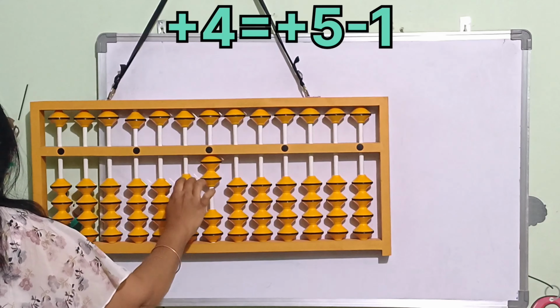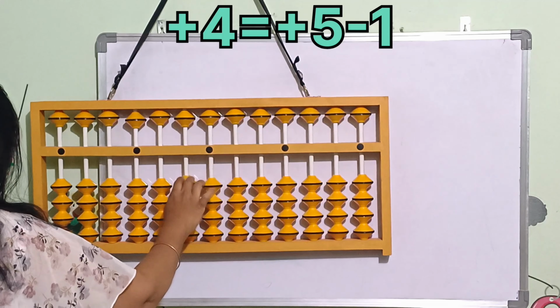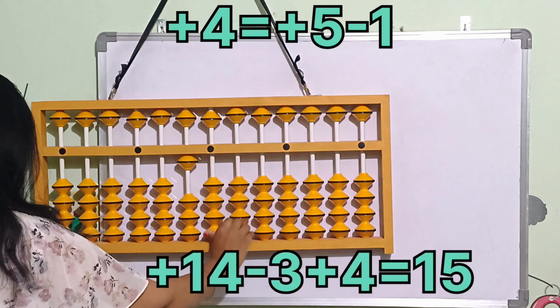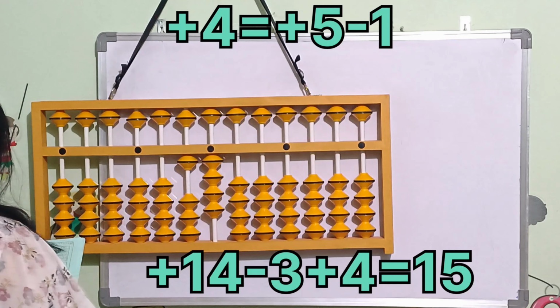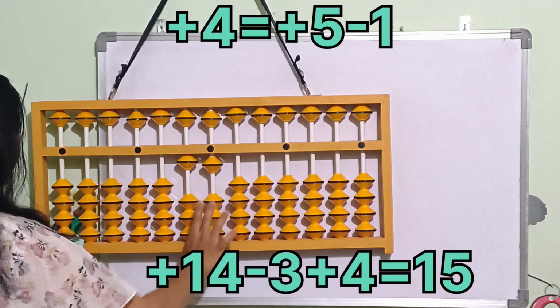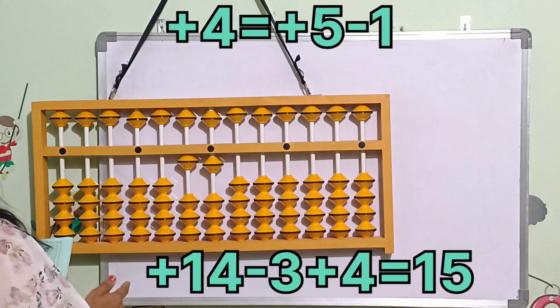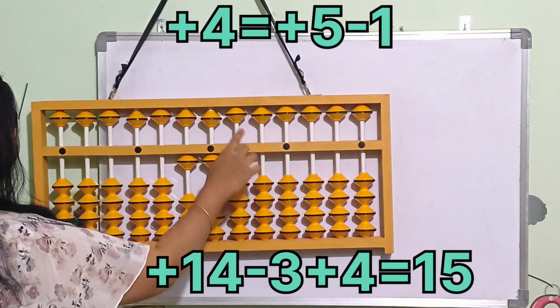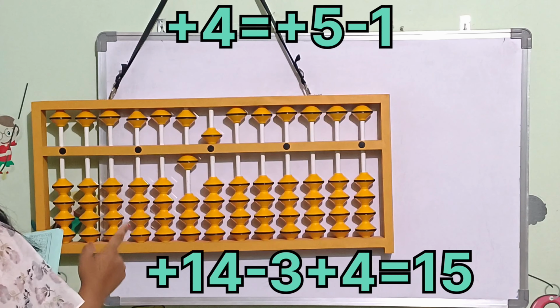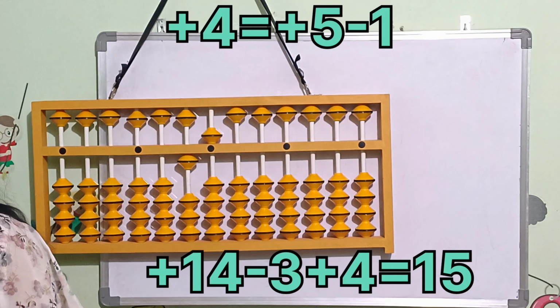Next question is add 14 less 3. Add 4. For add 4, we have to do add 5 less 1. This is the formula for add 4.